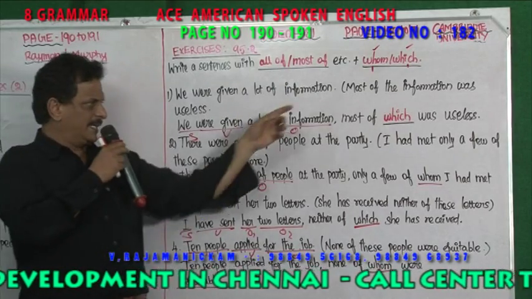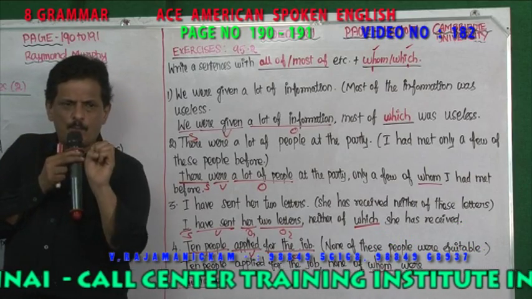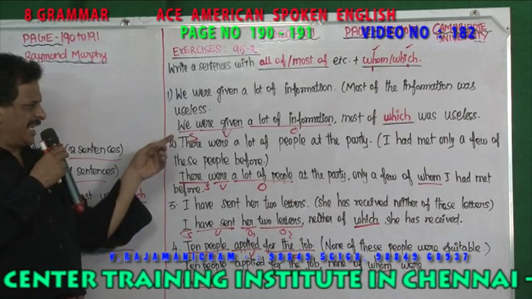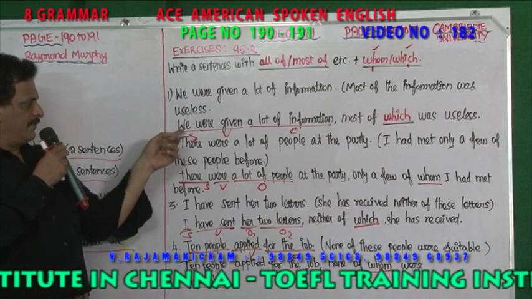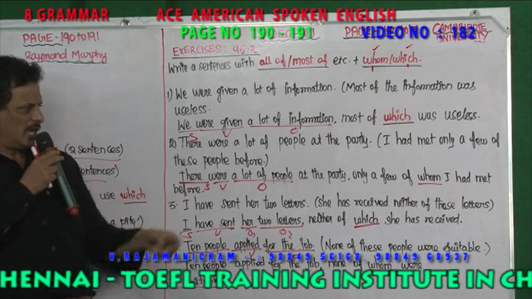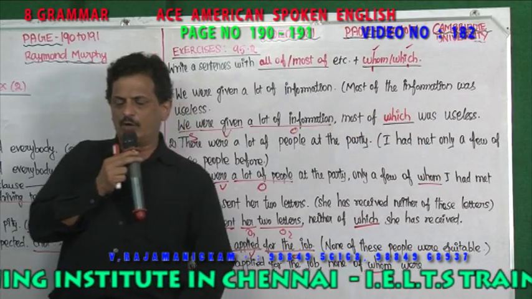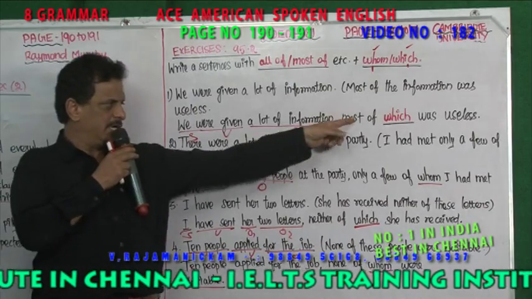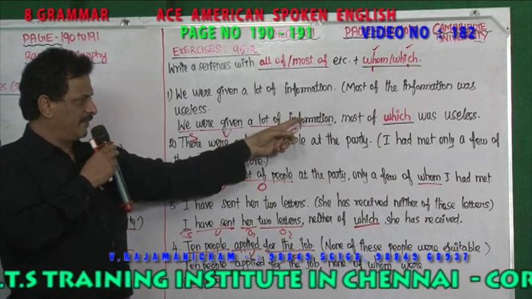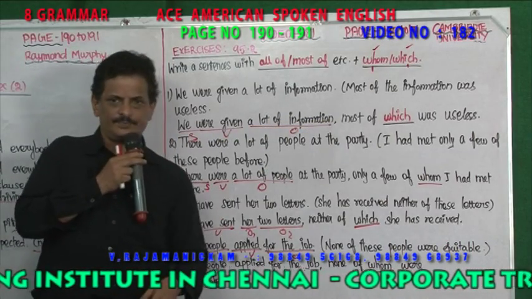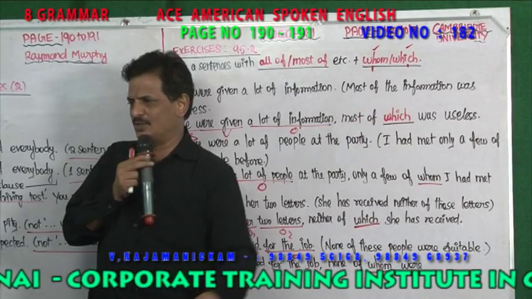சோ இங்க பாருங்க, we were given a lot of information. எங்களுக்கு நிறைய தகவல்கள் கொடுக்கப்பட்டிருக்கிறது. Most of the information was useless. அநேக தகவல்கள் உபயோகமற்றவையாக இருக்கிறது. இரண்டையும் இணைக்கிற பொழுது: we were given a lot of information, most of which was useless. அவைகளில் பலது உபயோகமற்றதாக இருக்கிறது. தனித்தனியாக வேண்டும் என்றால் எப்படி சொல்லுவாய்? We were given a lot of information. These were useless, அல்லது this was useless என்று சொல்லலாம்.